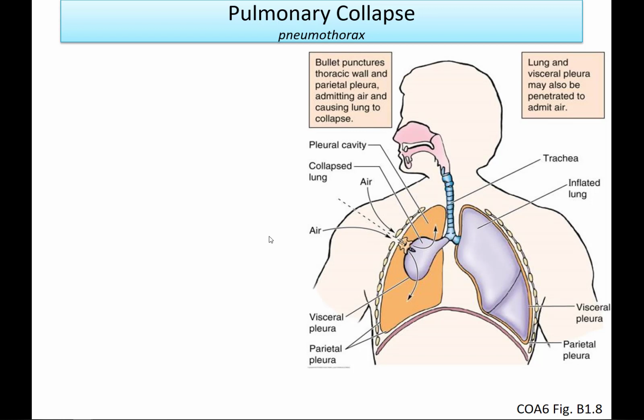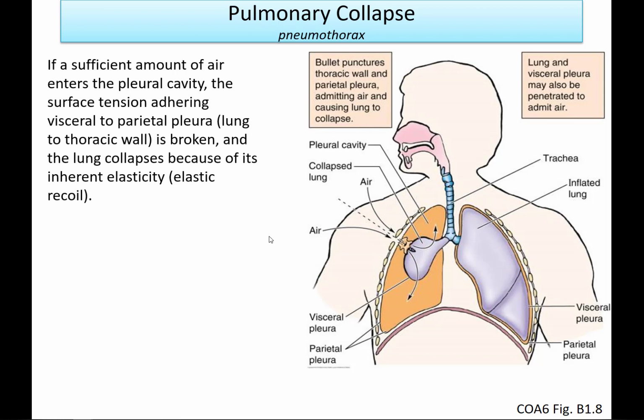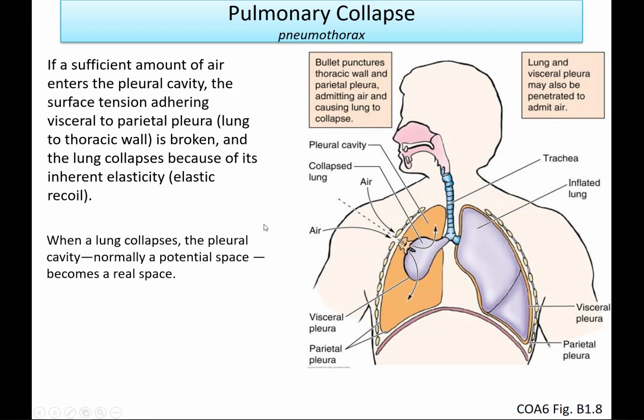An inflated balloon remains distended only as long as its outlet is closed, because its walls are free to fully contract. So if a sufficient amount of air enters the pleural cavity, as in this image right here, the surface tension between the visceral pleura of the lungs and the parietal pleura around here is not going to be enough. There's usually a very thin layer of fluid between the visceral pleura and the parietal pleura, but if air comes in here, we break this surface tension between the two layers of pleura adhering to each other, and the lung will collapse because of its inherent built-in elasticity. When it collapses, the pleural cavity, which is usually a potential space, becomes a real space.